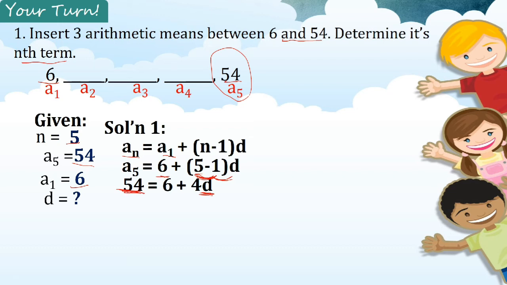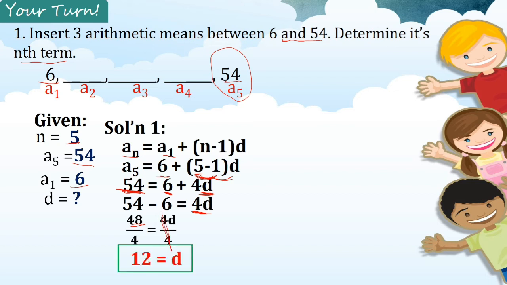And then transpose natin si 6 from positive maging negative 6. 54 minus 6 is 48. So since may coefficient yung variable d natin, we have to divide both sides by the coefficient. So divide both sides by 4. Cancel. 48 divided by 4 is 12. Therefore, the common difference is 12.